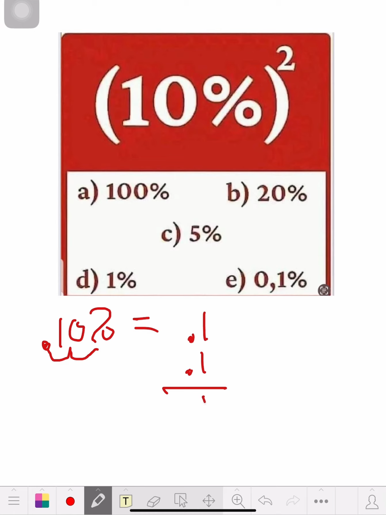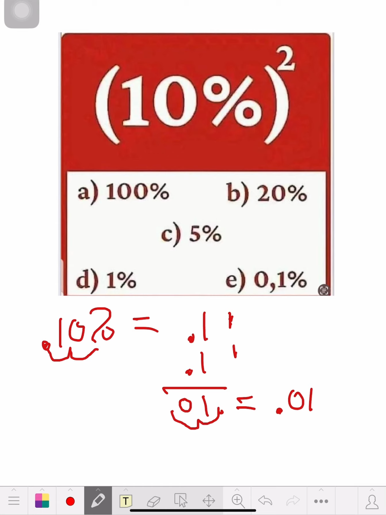1 times 1 is 1. Now we have to go over 2. We got 1 decimal point there, and we got 1 there. So we have to go over 2. So there's where it is right there. And we'll go over 2, 1, 2. So we got a 0. So this equals 0.01. Now, you notice all the answers are given in percentage.